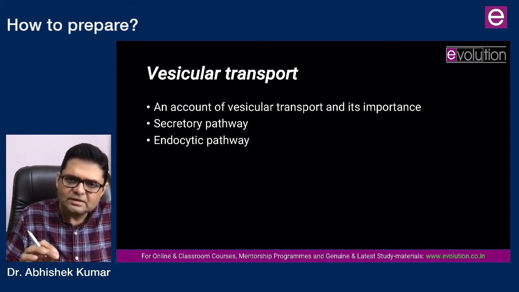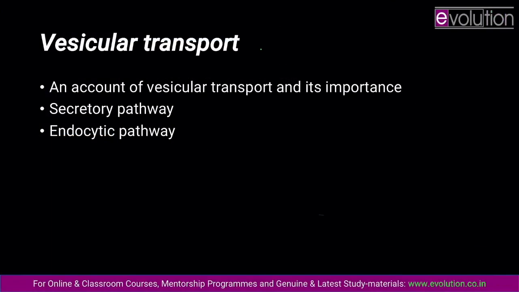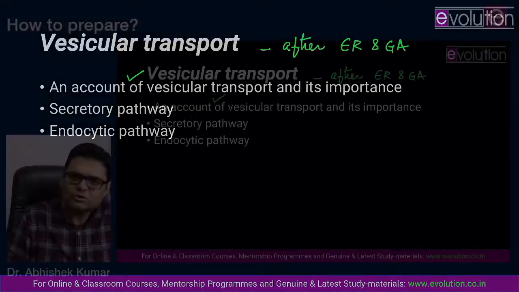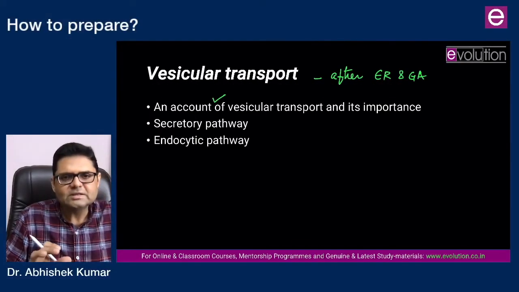I would suggest that this topic should be done ideally after doing endoplasmic reticulum and Golgi apparatus. Once these two topics are done by you, then you should be doing vesicular transport. But when you do vesicular transport, the first and most commonly asked question is an overview kind of question that gives an account of vesicular transport, its mechanism and its significance.